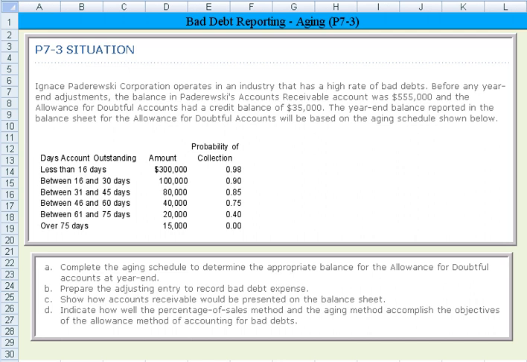The year-end balance reported in the balance sheet for the allowance for doubtful accounts will be based on the aging schedule shown below. To the left of my mouse, you see that we've got the aging schedule listed between ranges of time, or how old the account is, the dollar amount, and the probability of collection. Then on parts, we're going to tackle parts A, B, C, and D, which we'll solve on a separate page. So let's take a look at part A first.